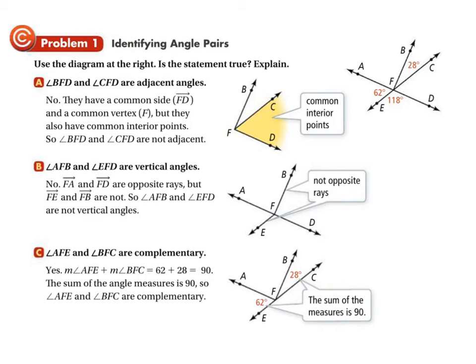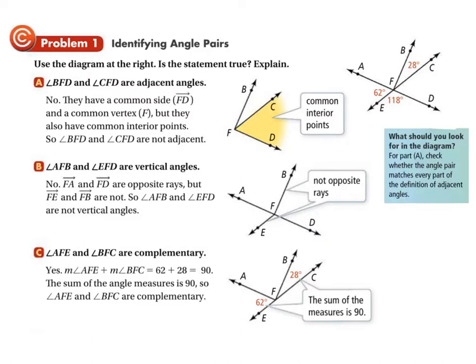So let's identify some of these angle pairs. And to do it, we're going to look at diagrams and answer if a statement is true and why it is true. Here we see it's asking about angle BFD right here and angle CFD. BFD and CFD. Now, how do you know whether they are adjacent? It's asking if they're adjacent angles. And you should just see whether each part of the definition of adjacent angles holds true.